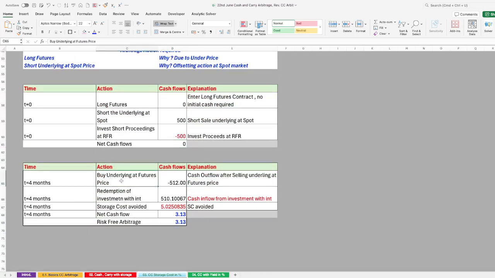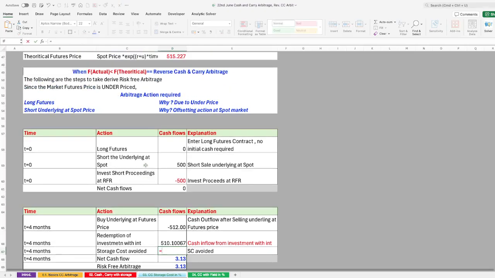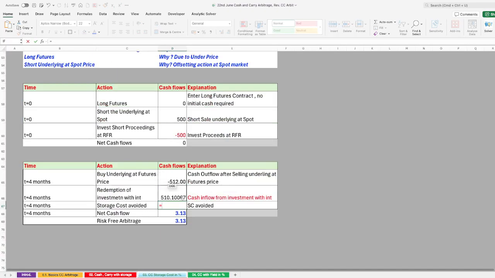But at expiry, we have the minus 500 at the futures price, which is minus 512. Now, redeem the investment amount with interest. That means 500 into exponential 6% into time, 4 by 12. Now, again, the storage cost is avoided. How? Because we have sold the underlying, we have not bought the underlying.